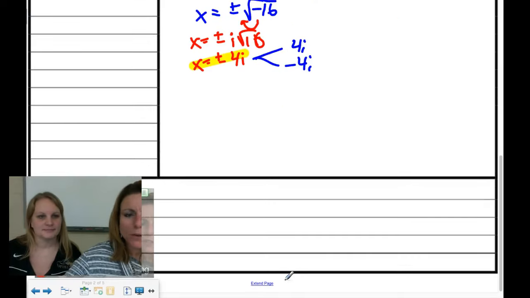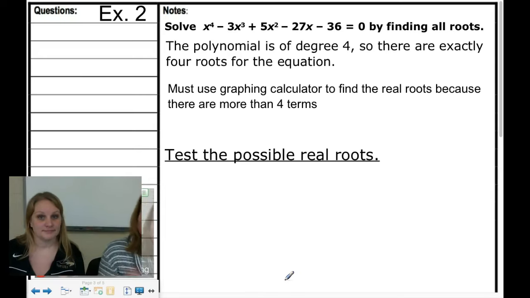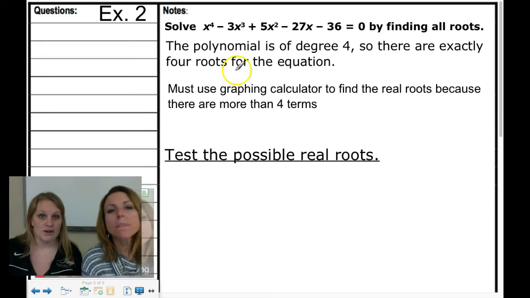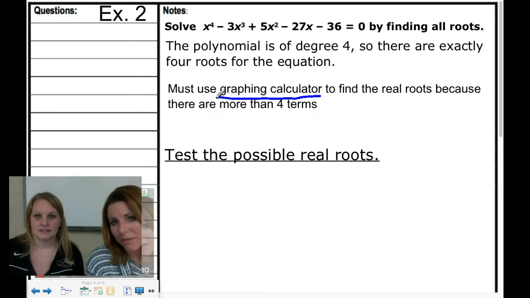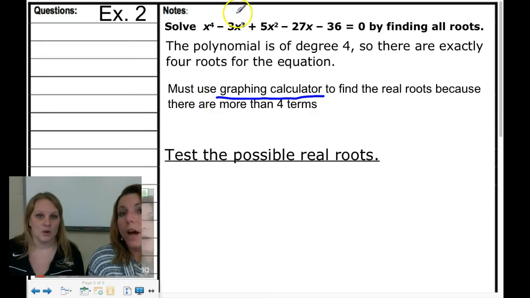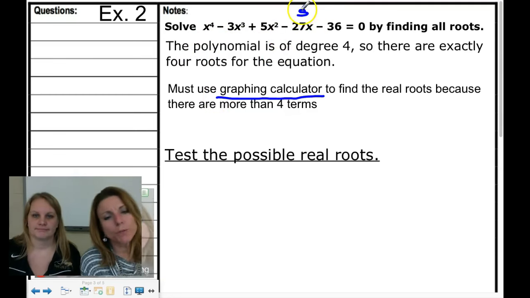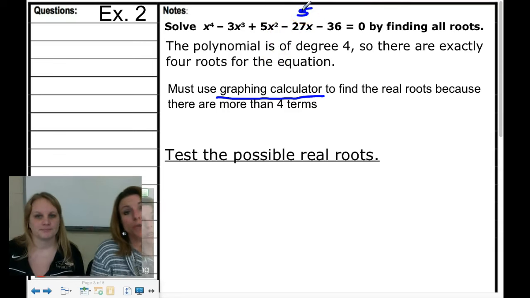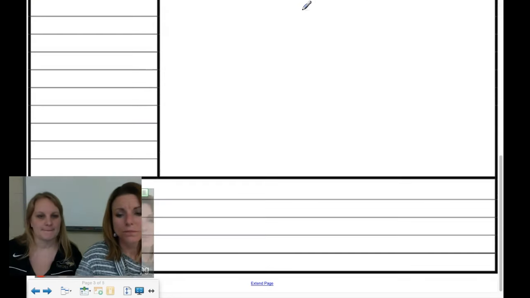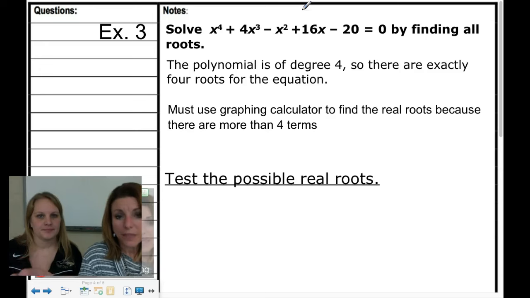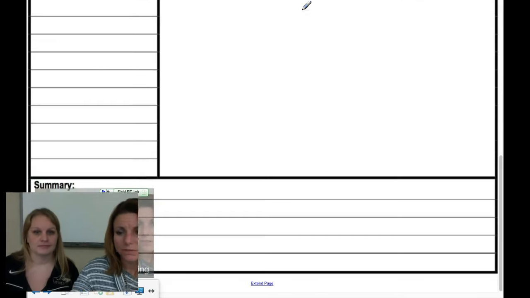All right, let's go to example 2. However, we can't, because it says use a graphing calculator. And you know why? Because there's 1, 2, 3, 4, 5 terms. The minute there's more than 4 terms, we cannot factor. So we are going to do that in class.